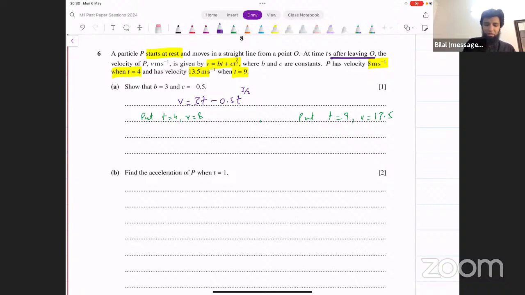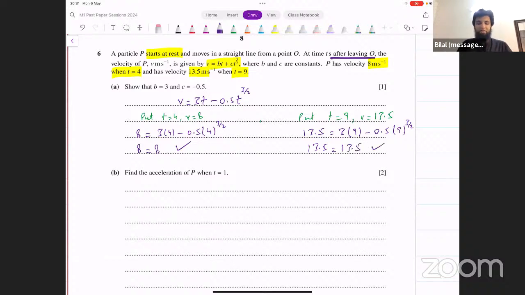Let's do that. We get 8 equals 3 into 4 minus 0.5 into 4 raised to the power 3/2. And that's going to give you 8 equals 8. That's it. And then similarly here, you say 13.5 equals 3 times 9 minus 0.5 into 9 raised to the power 3/2. And you say 13.5 here on the right side. If you calculate this, this should turn out to be 13.5 as well. And that verifies that these values are true. Okay, so that will be the quickest way of doing this.